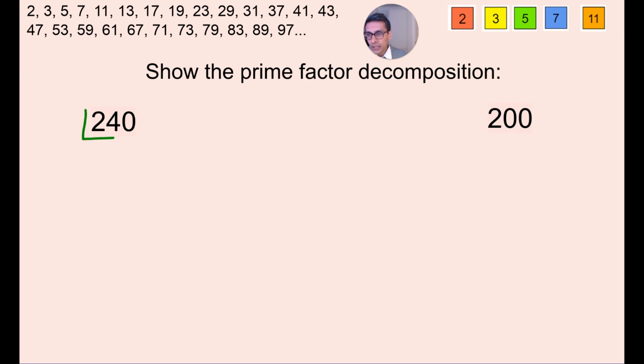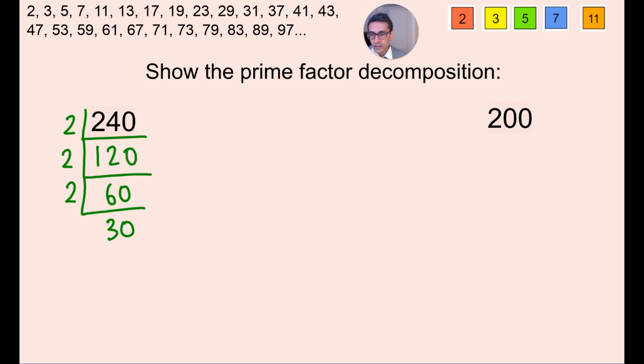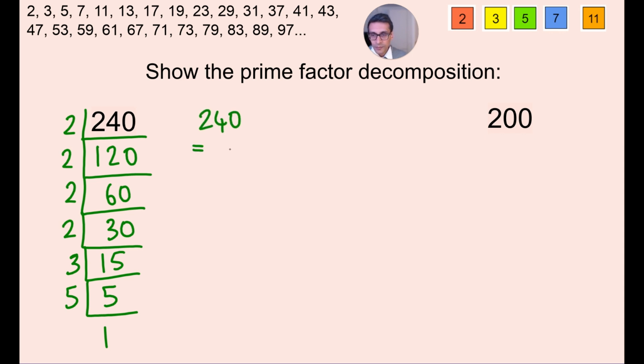Right, first thing we want to do is we're going to divide by 2 to make that 120. We're going to divide by 2 again to make it 60. Divide by 2 again to make it 30. Now a prime number that goes into 30, well, 3. Actually, I can go with 2 again. Let's make that 15. Divide by 3 to get 5. Divide by 5 to get 1. So 240 is equal to 2 times 2 times 2 times 2 times 3 times 5.